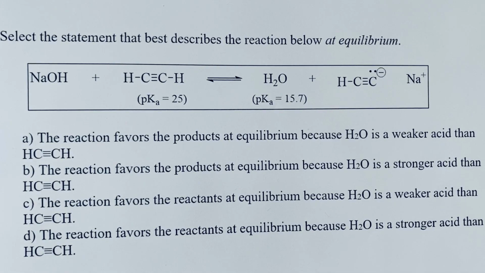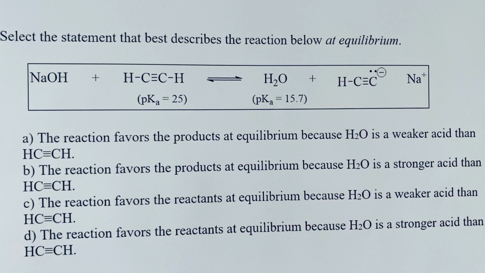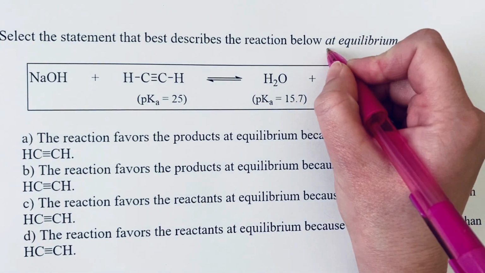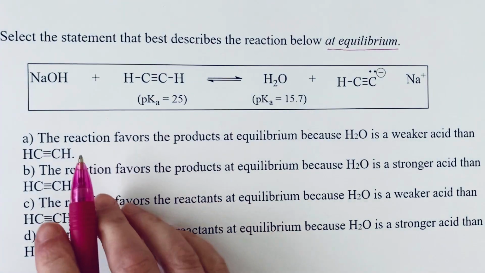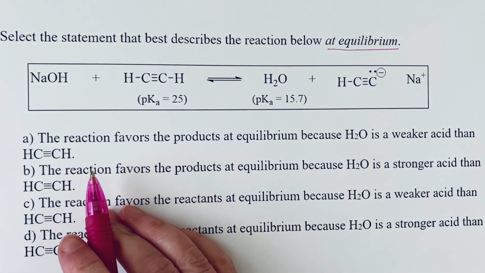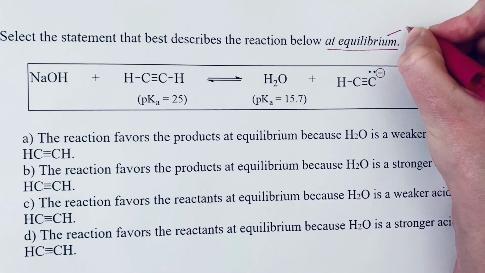Select the statement that best describes the reaction below at equilibrium. And so we can see what we have is an acid-base equilibrium. So when we're deciding what this looks like, we know that this reaction will tend to flow in the direction that will form the weakest acid and the weakest base.